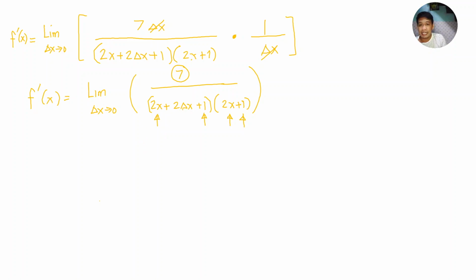Then, substituting delta x is equal to 0 using function values, f prime of x, as we evaluate the limit, is 7 over 2x plus 1, that is 0 plus 1, because 2 times 0 is 0, times 2x plus 1. So this cancels out because there is 2x plus 1 times 2x plus 1. So, therefore, the derivative of our function given is 7 all over 2x plus 1 raised to the second power.